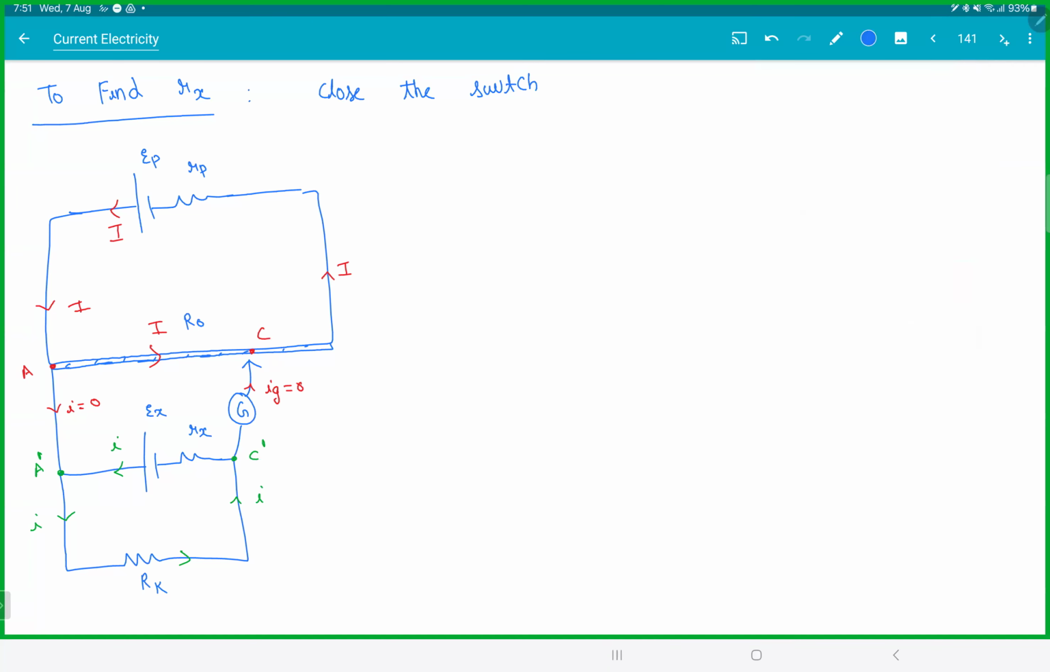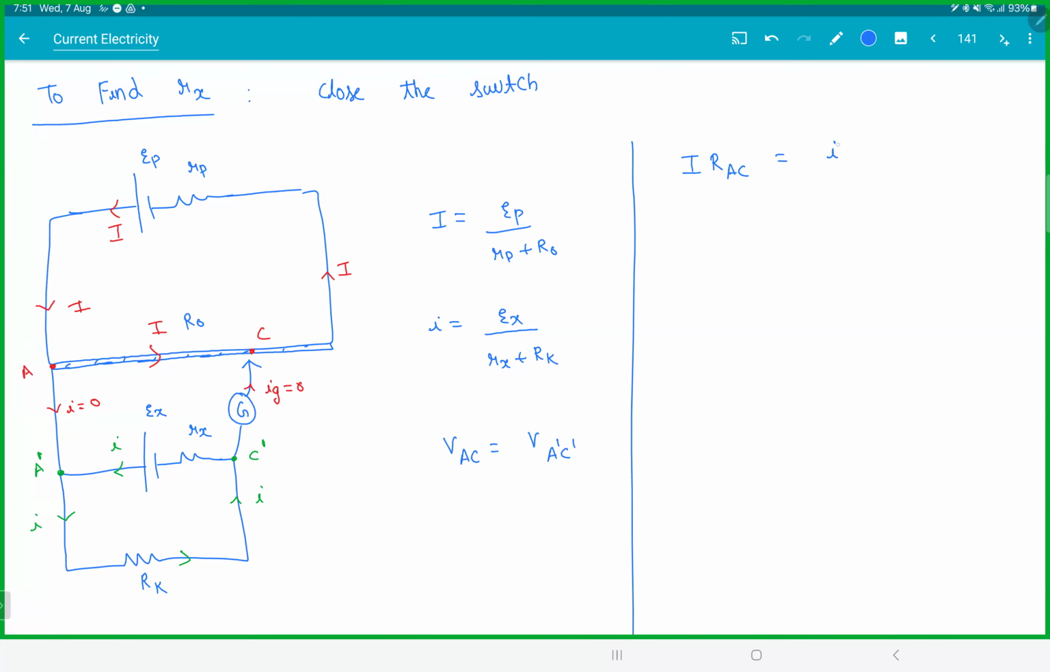Idea is still the same. A and A dash are same, C and C dash are same. Why? Current is not there in the galvanometer. So capital I is EP by (RP plus R naught). Small i is EX by (Rx plus R known). And the voltage across AC must be equal to the voltage across A dash C dash. Like I said, that is the main concept, that AC voltage and A dash C dash voltage is equal. So AC is nothing but I into RAC.